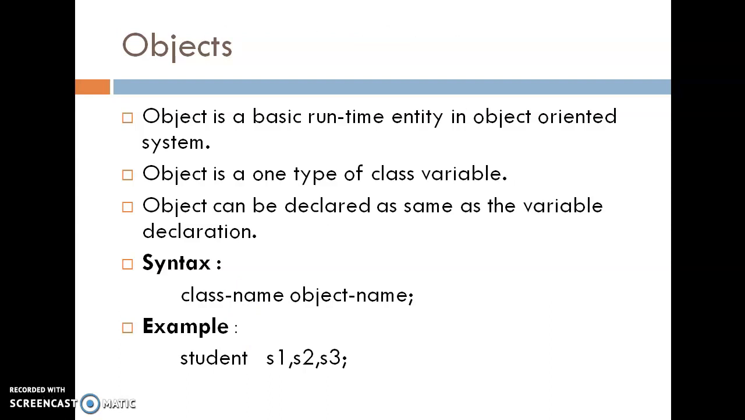Objects. Objects are the basic runtime entities in an object-oriented system. So an object is one type of class variable, you can say. The syntax to declare the object is class name, space, object name. In the previous example, the name of the class is student, and here we have created three objects for the class student: S1, S2, S3.